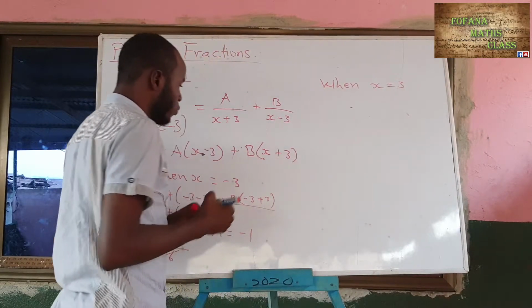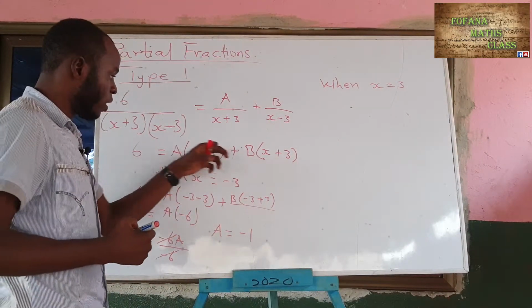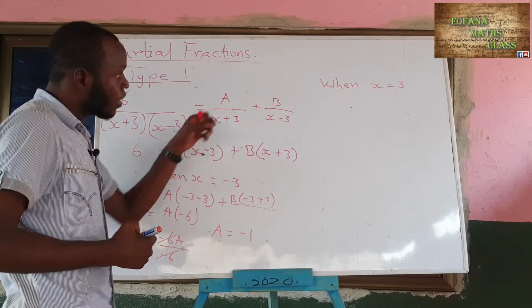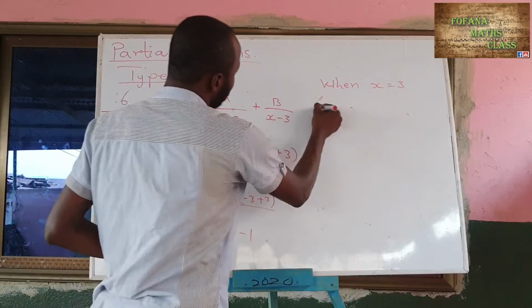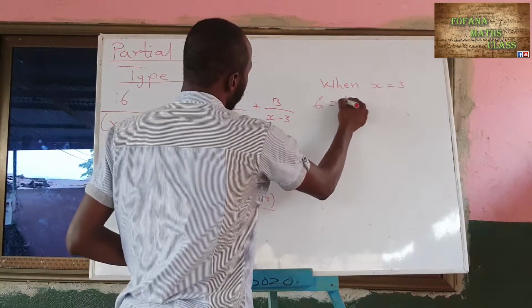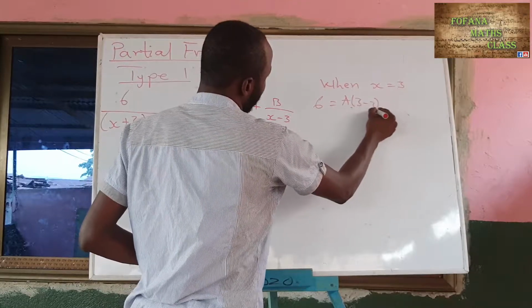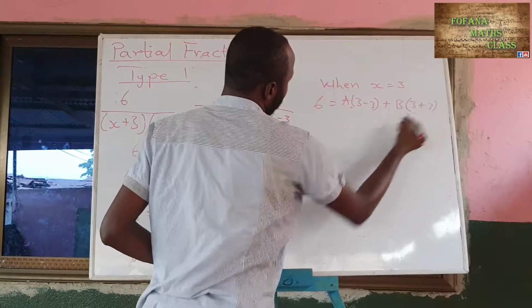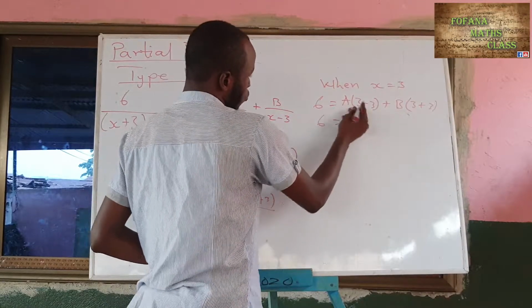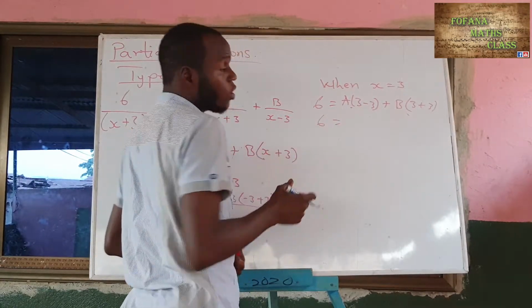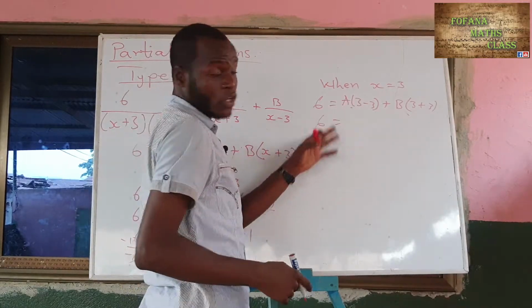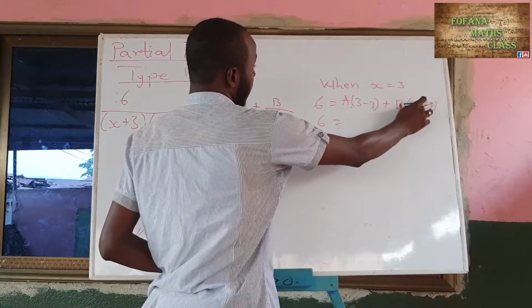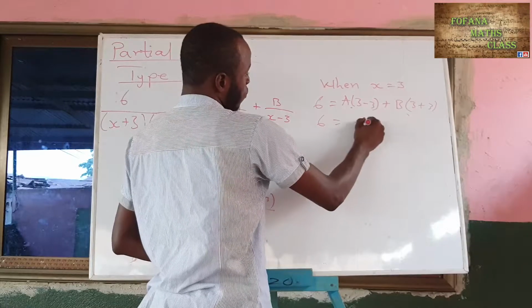So we make x equal to 3. Since we set x equal to negative 3 to get rid of b, here we set x equal to positive 3 to get rid of a. So we will have 6 equal to a times 3 minus 3, plus b into bracket 3 plus 3. 3 minus 3 will give us 0, and it will multiply to give us 0 over there, plus 3 plus 3 will give us 6 times b. So we have 6b.